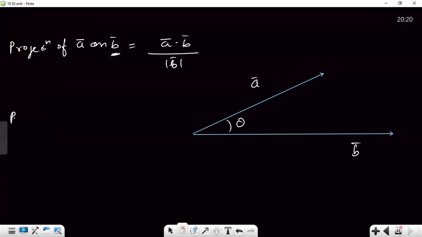If we are finding the projection of vector B on A, then we simply take the dot product A dot B divided by the modulus of A this time. So whichever vector we project onto, we divide by its magnitude. This is the trick to remember. Understood? Yes, sir. Okay.